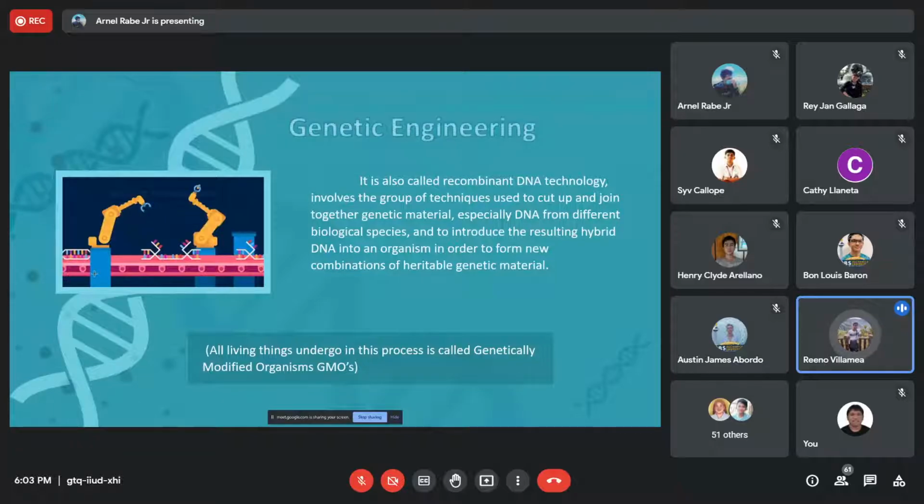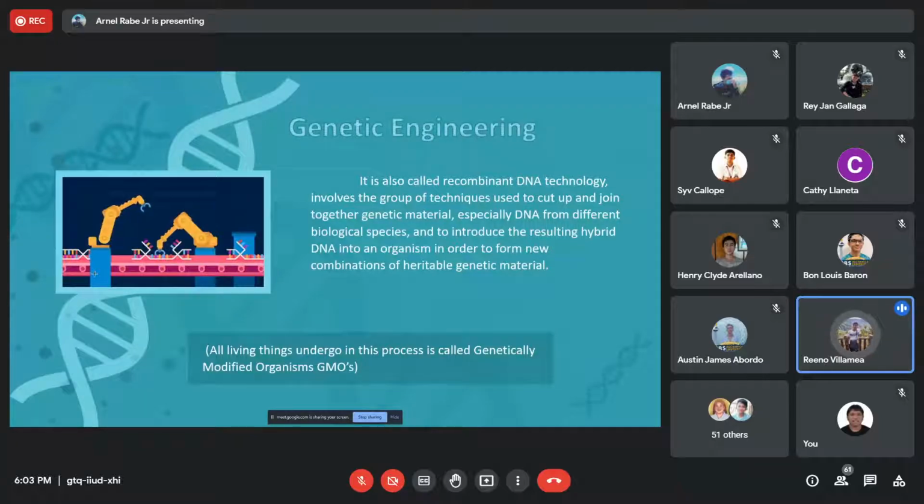So it is also called recombinant DNA technology. It involves the group of techniques used to cut up and join together genetic material, especially DNA from different biological species, and introduce the resulting hybrid DNA into an organism in order to form new combinations of heritable genetic material. So in this topic, we are talking about genes and engineering. First of all, what do you mean by gene?